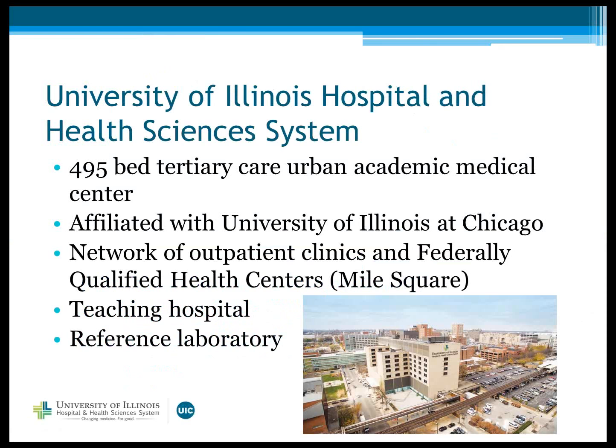The University of Illinois Hospital and Health Sciences System is a large integrated system centered around an urban academic medical center here in Chicago. We're affiliated with the University of Illinois at Chicago, that's our academic affiliation. In addition to our acute care hospital, we are also integrated with a network of outpatient clinics and a federally qualified health center network throughout the city of Chicago. We're also a teaching hospital. We're the largest medical school in the country with over 2,000 medical students and residents each year.